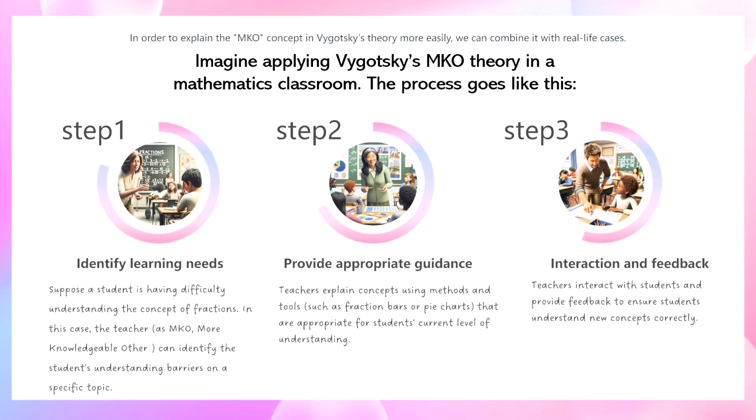The second stage is provide appropriate guidance. Teachers explain concepts using methods and tools such as fraction bars or pie charts that are appropriate for students' current level of understanding. The third stage is interaction and feedback. Teachers interact with students and provide feedback to ensure students understand new concepts correctly.